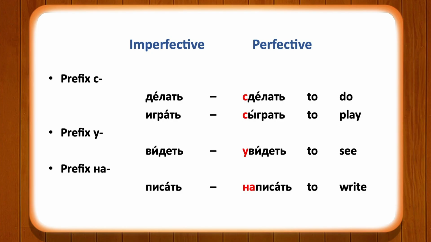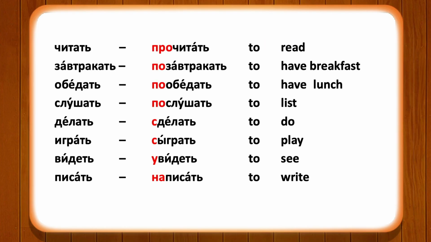Pisach. Pisach means to write. The perfective aspect of this verb is napisach, where the prefix na is added to the imperfective verb. So, pisach, napisach. Pisach, napisach means to write. Pisach is imperfective and napisach is perfective.